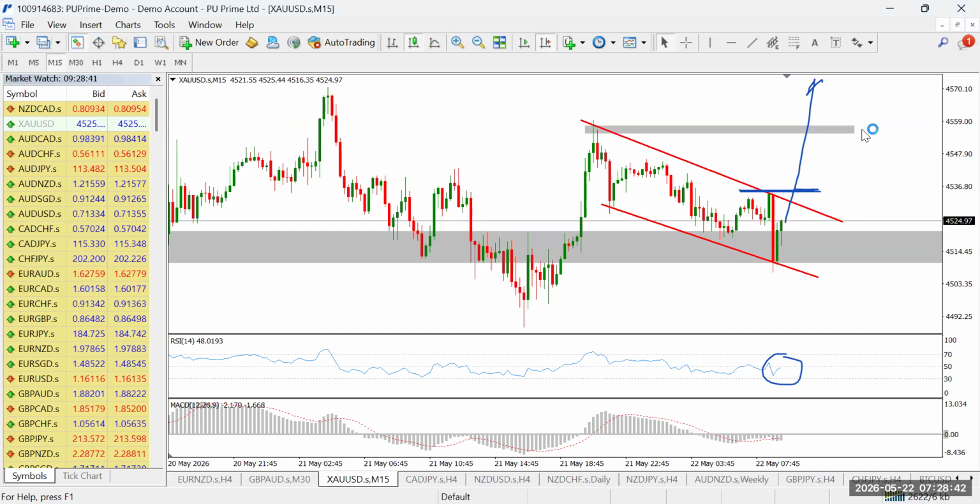So watch out for a clean break above the recent high I just drew on gold for today, all things being equal. So we're bullish on gold.